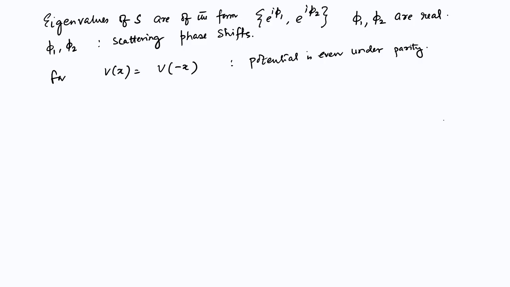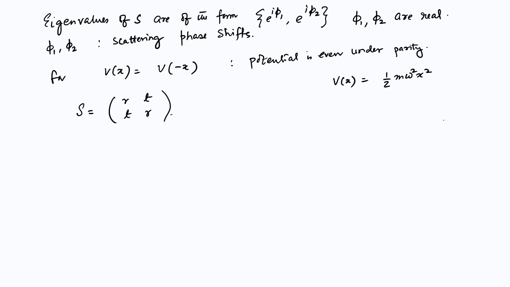And you have seen this kind of potential for a harmonic oscillator, which is like half m omega square x square, right? So here, V of x equal to half m omega square x square, or half k x square. Now, if you change the sign of x, because x square doesn't change sign, V of x will be equal to V of minus x. Okay, now in this particular case, the S matrix takes a form which is R, T, T, and R.